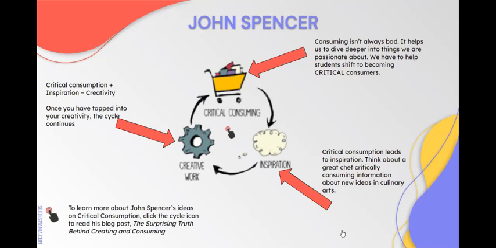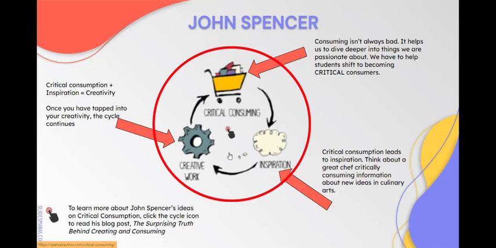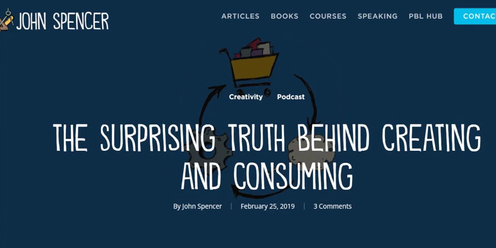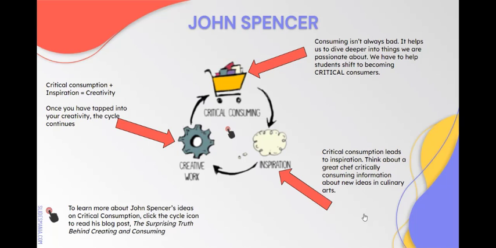So if you want to learn more about John Spencer and his work around this idea of critical consuming, you can click on this icon here and it will take you to his blog post called The Surprising Truth Behind Creating and Consuming. And in our session today, we would like to challenge you to think about this information from this kind of viewpoint as to how we can take the information presented through tools like Google Earth and Google Arts and Culture to turn our kids into critical consumers that ultimately leads to them being creators.